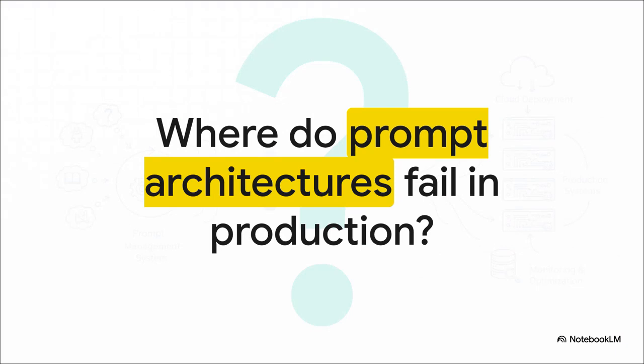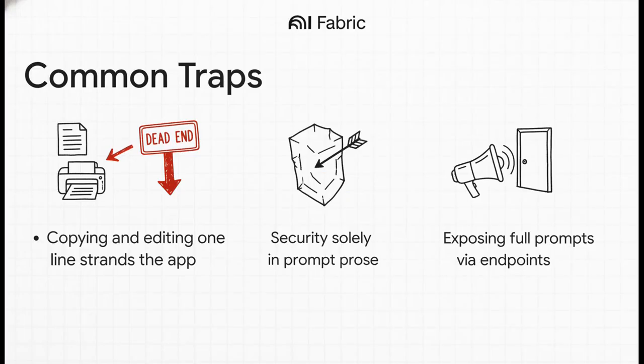Section 5. Avoiding incorrect architectures. So now that we know what right looks like, we have to ask ourselves, where do standard prompt architectures typically go totally wrong out in the wild, especially when developers don't lean on a structured framework like AI Fabric? There are 3 really fatal traps developers fall into. First, copying every single framework prompt and just editing one line. This permanently strands the app on old defaults.